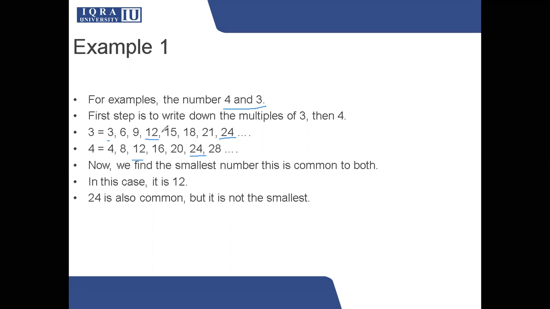But you notice that 12 is the smallest number that is common. We cannot take 24 because 24 is bigger than 12, right? So we have to take the least common multiple. So 12 will be the least common multiple of 3 and 4. You will notice that 24 is also common, but it is not the smallest. Hence, 24 is not the LCM. The LCM is 12. Okay.